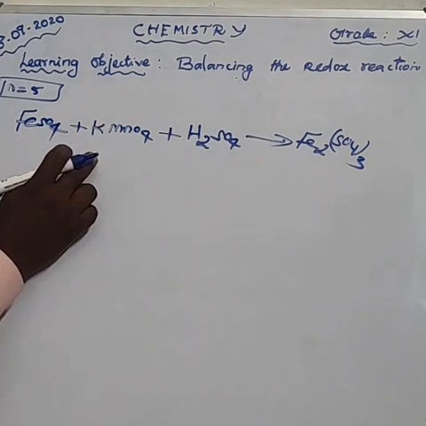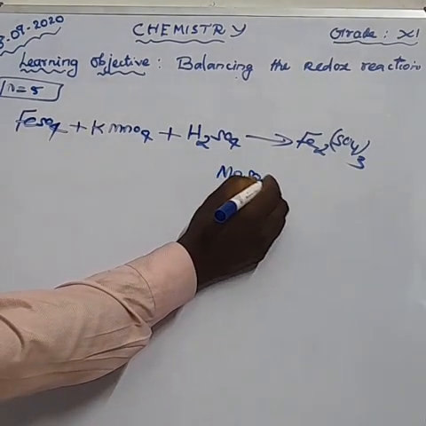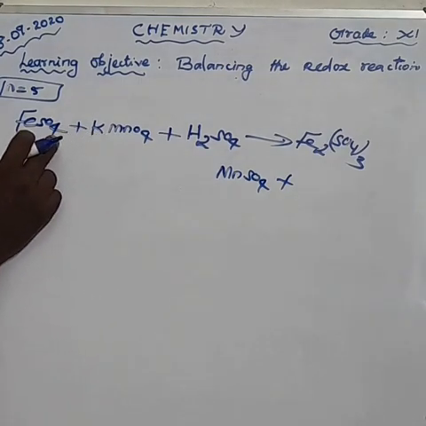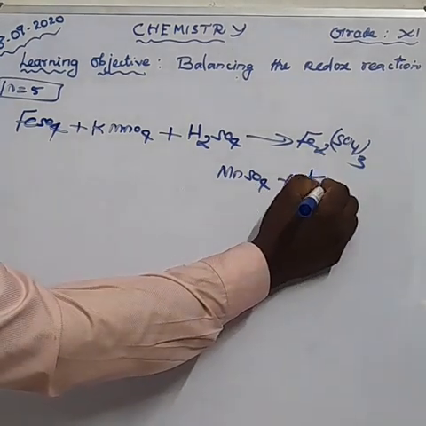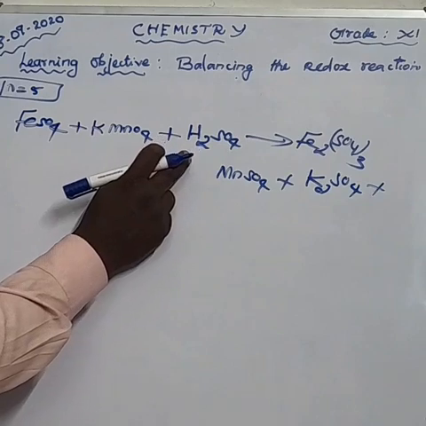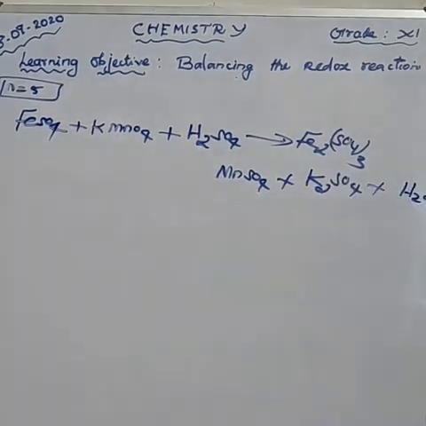This Mn combines with sulfate to form MnSO4, plus potassium combines with the sulfate to form K2SO4, plus hydrogen combines with oxygen to form water. This is a redox reaction.